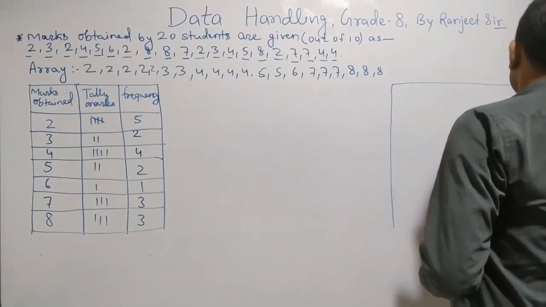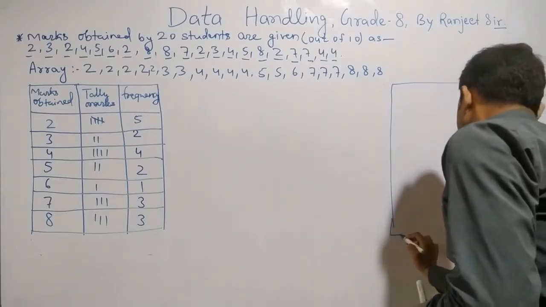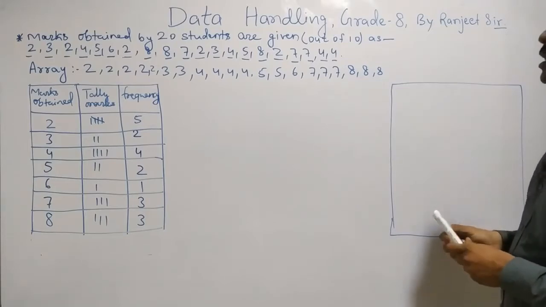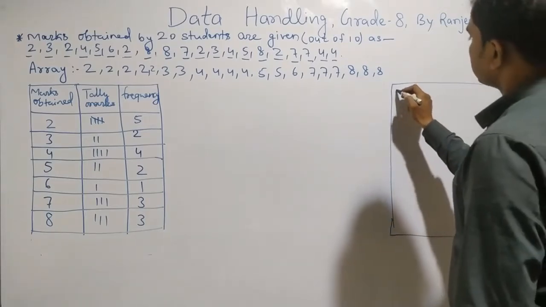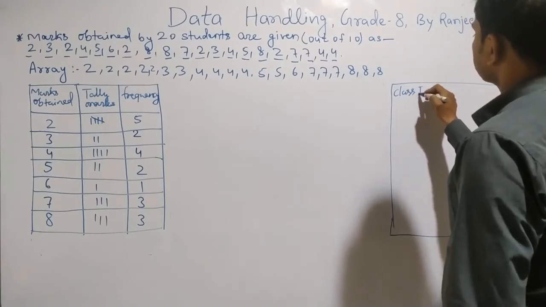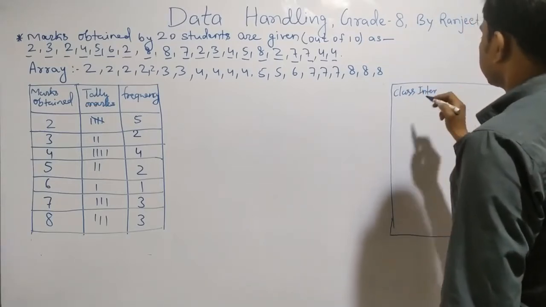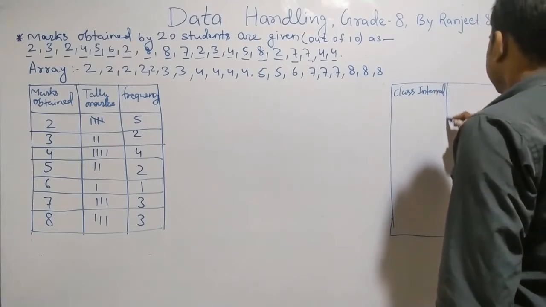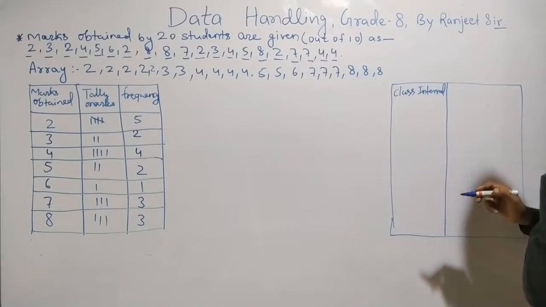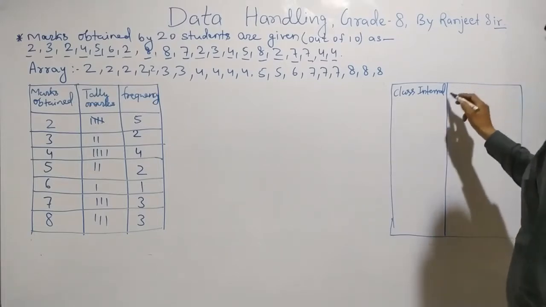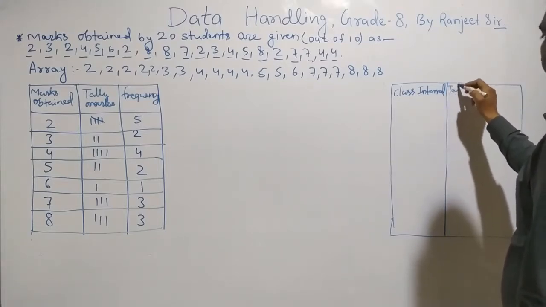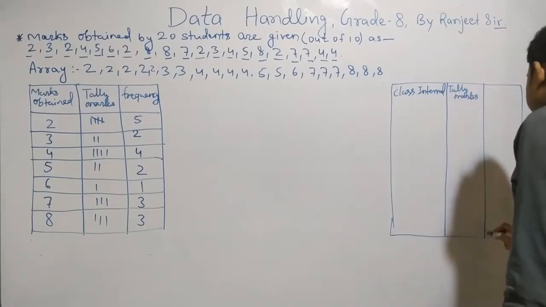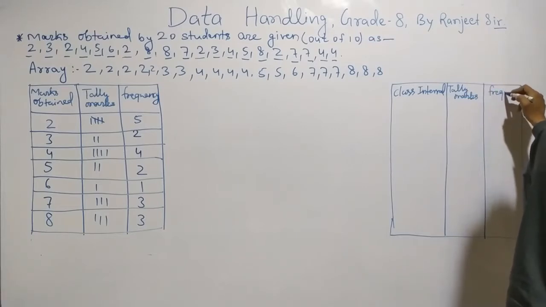by making different groups. Making different groups means this time we need to take a class interval. What is a class interval? It is only with the use of this that we are going to make groups. Class interval, then in the middle it will be tally marks, and then in the last we will write frequency as we have written there.